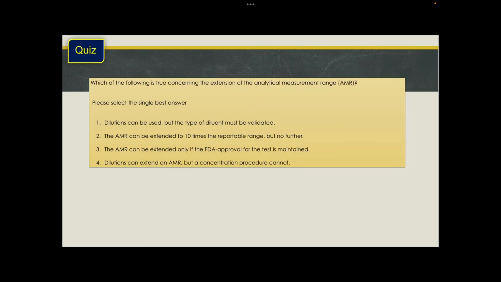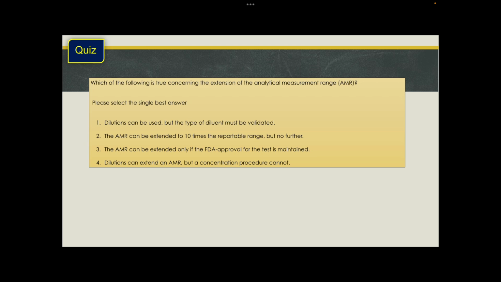Which of the following is true concerning the extension of the analytical measurement range, AMR? Please select the single best answer. 1. Dilutions can be used, but the type of diluent must be validated. 2. The AMR can be extended to 10 times the reportable range, but no further. 3. The AMR can be extended only if the FDA approval for the test is maintained. 4. Dilutions can extend an AMR, but a concentration procedure cannot.